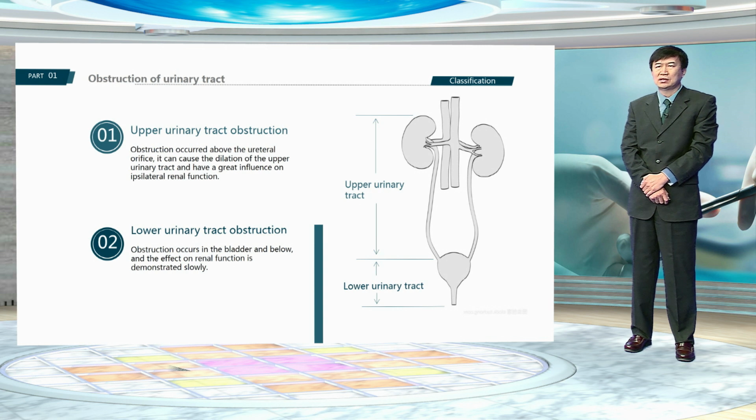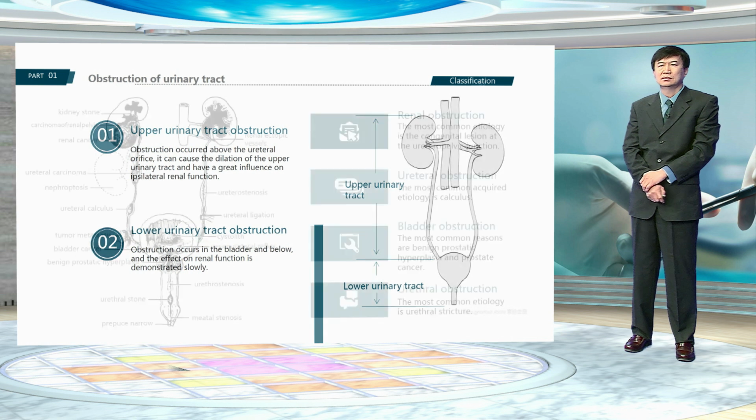In upper urinary tract obstruction, obstruction occurs above the urethral orifice. It can cause the dilation of the upper urinary tract and have a great influence on the ipsilateral renal function. In lower urinary tract obstruction, obstruction occurs in the bladder and below, and the influence on renal function is demonstrated slowly.